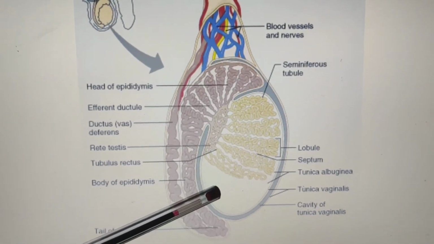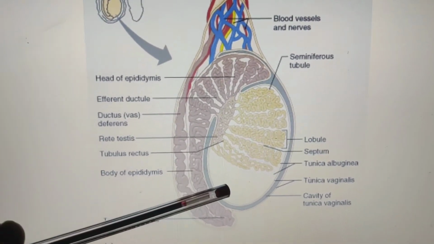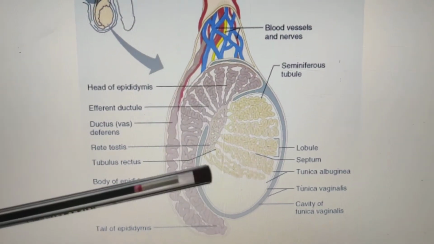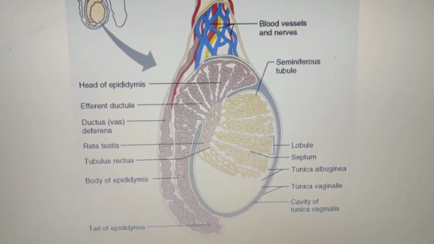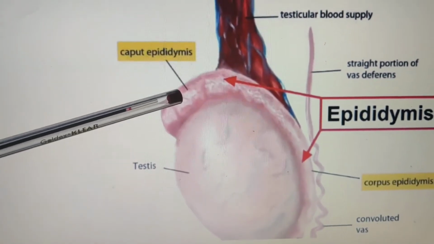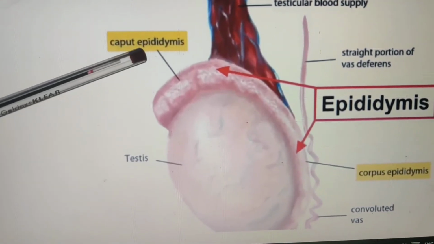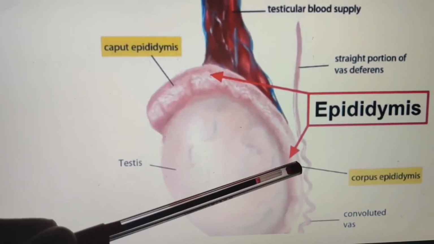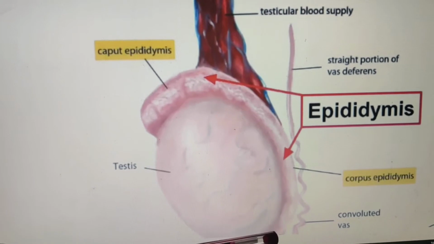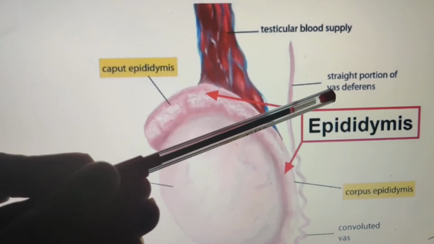These testes are present in scrotum outside the body because, as we have already discussed in class 10th, they require lower temperature for the development of male gamete. One more time, the head part of epididymis is termed as caput epididymis. This was the body part of epididymis, termed as corpus epididymis, and the last one is the tail of epididymis, which opens into the vas deferens.